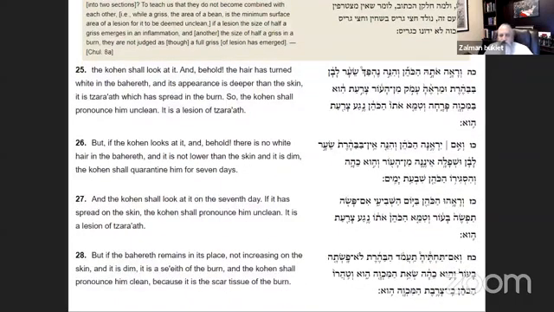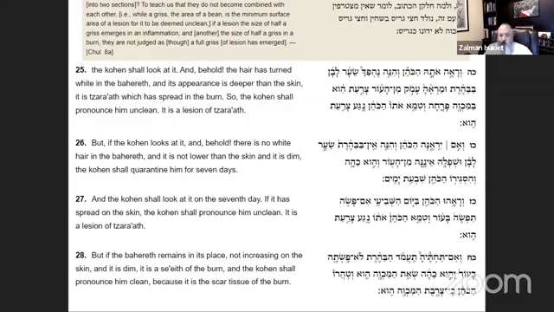If the kohen will see it, and again, one of the signs of tzaras is when there is white hair, always white hair, in the baheres, in the white skin, and the appearance is deeper than the skin. Tzaras hi, that is a tzaras. It has spread in the burn. And then the kohen would make this person tamei. Nega tzaras hi, this is a nega tzaras.